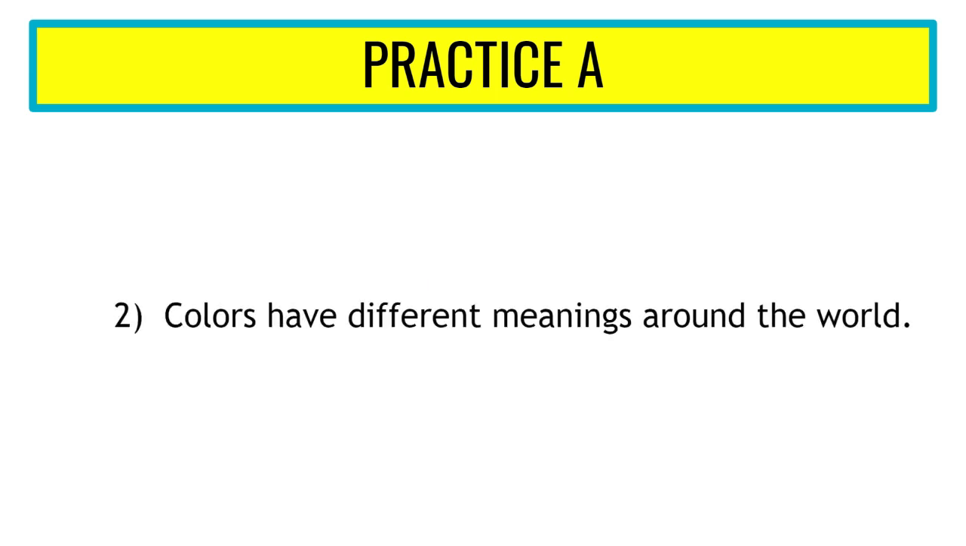Next, on to number 2. Colors have different meanings around the world. So the answer here is, colors is the topic and have different meanings around the world. This is the controlling idea. Just as an example for this, the color red, for example, in China means good luck and happiness. In India, it has many meanings as well, including marriage. But in a country like South Africa, for example, the color red can mean sadness or mourning.